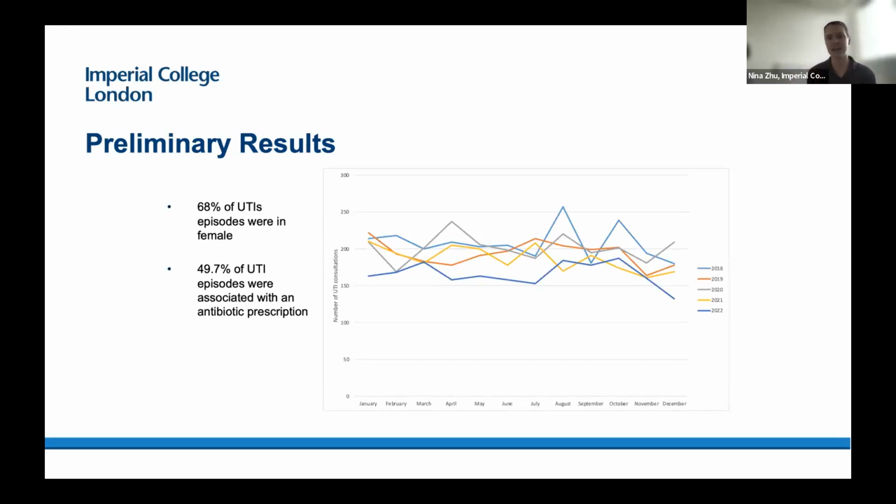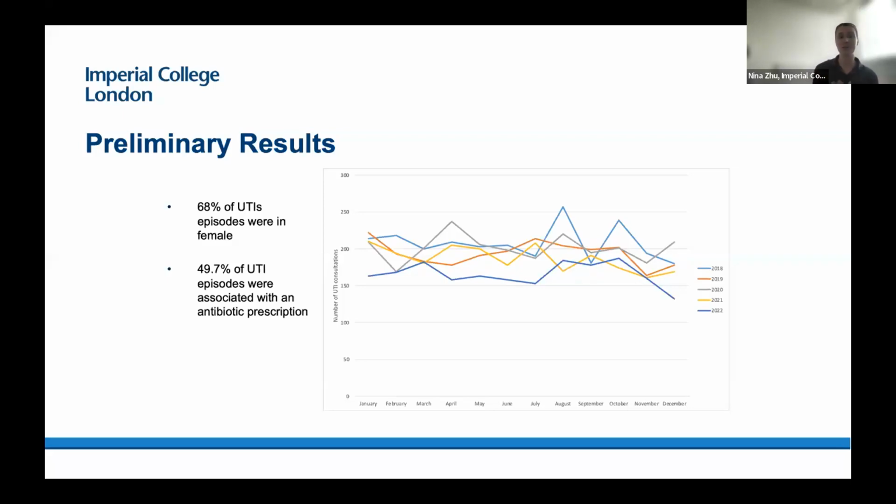Interestingly, you can see that the lighter blue line is 2018, and 2019 is the orange line. So they are definitely the pre-COVID years. Then the grey line is 2020, yellow is 2021, and the dark blue is 2022. As you can see here, there has definitely been a reduction in the number of UTI consultations during the COVID period, and even in the post-pandemic period, as we would call it. We haven't seen the recovery, the increase in UTI episodes again, which we thought was super interesting.